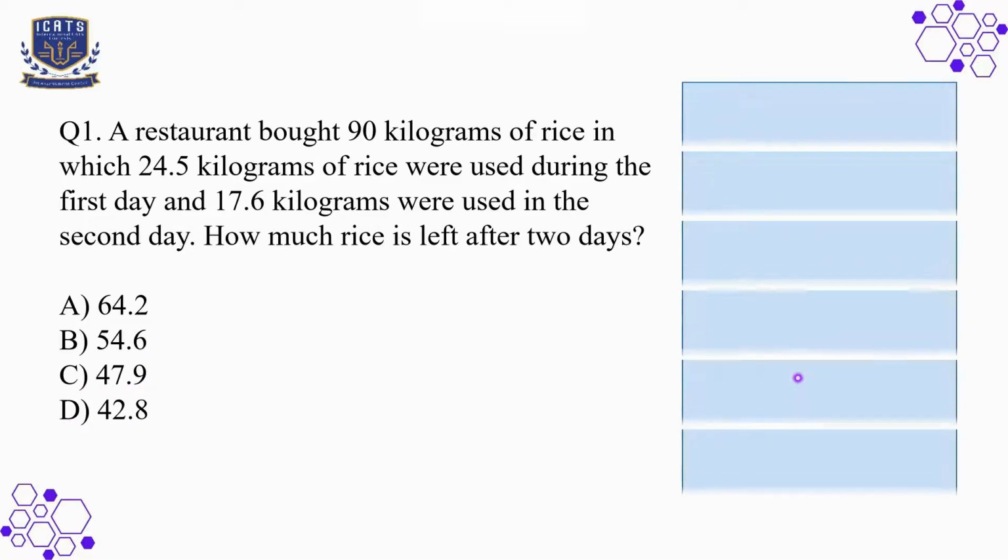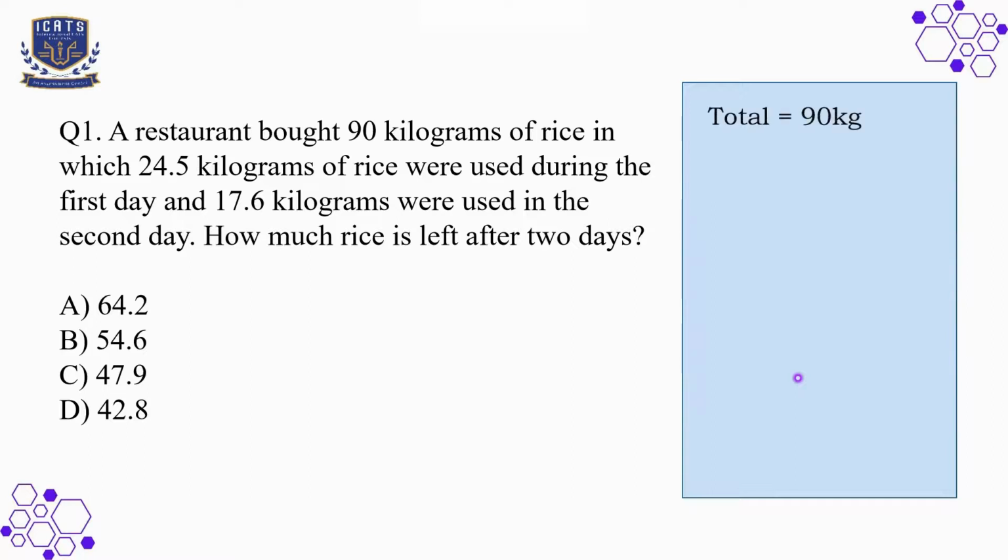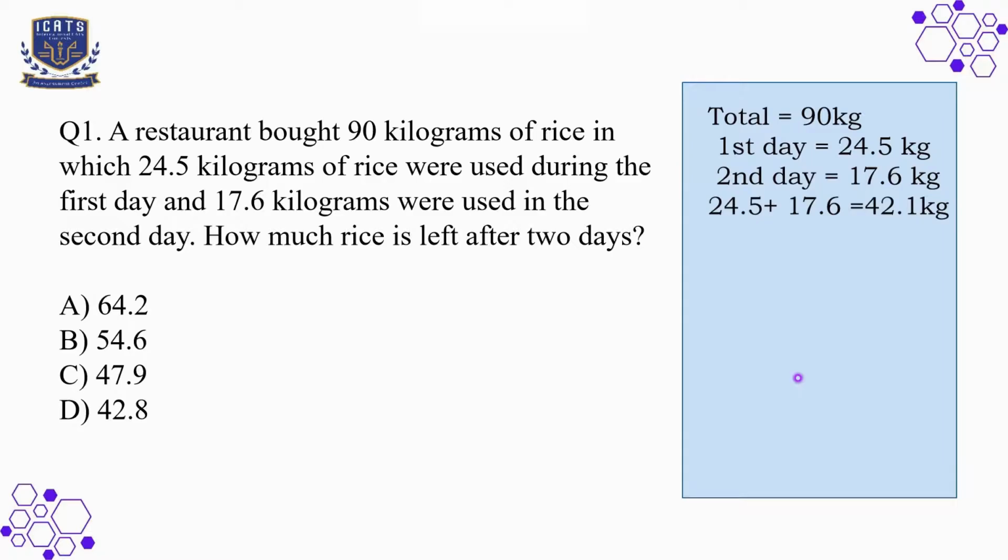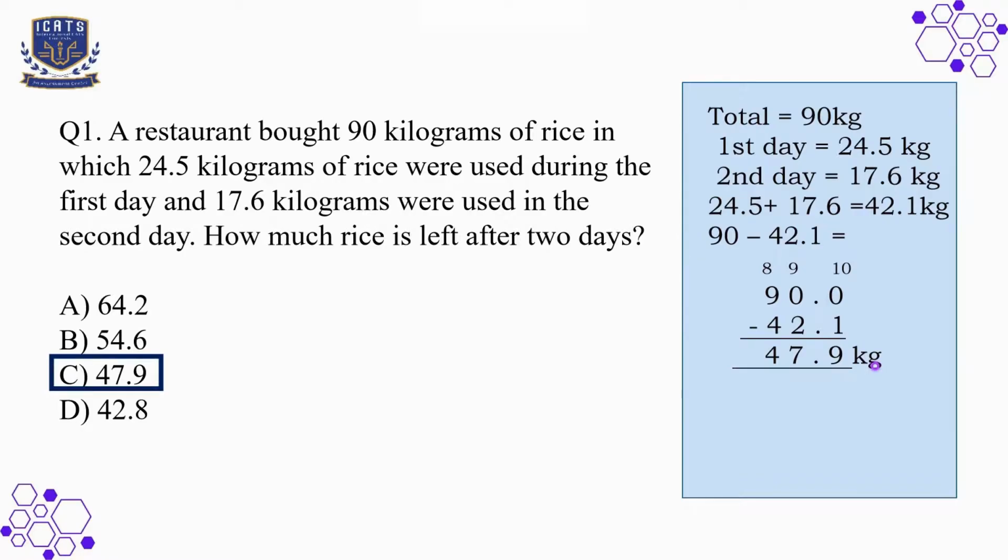So the total amount of rice was 90 kgs, and on the first day 24.5 kgs were used, and on the second day 17.6 kgs were used. We can add both numbers to find out the total amount of used rice, that is 42.1 kgs. Now to find out the remaining rice, we can subtract the number out of 90. Let's make a sum for that. The answer is 47.9 kgs. So we will select option C here. The amount that was left is 47.9.